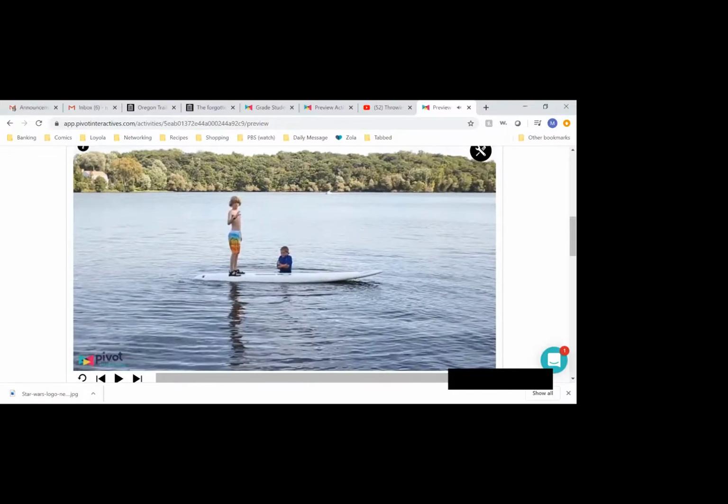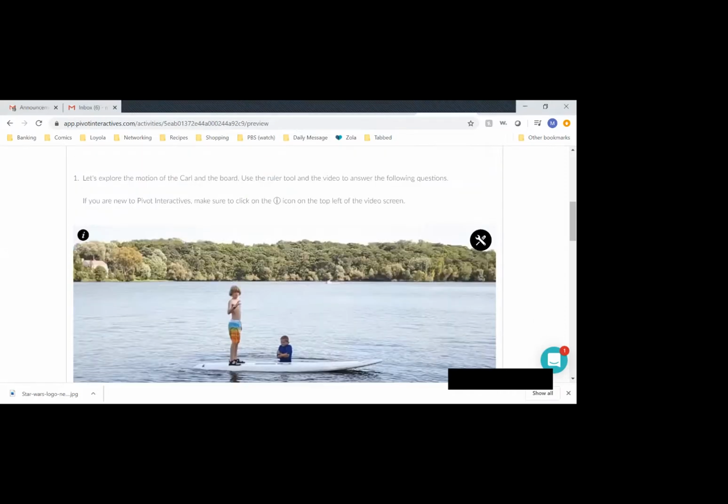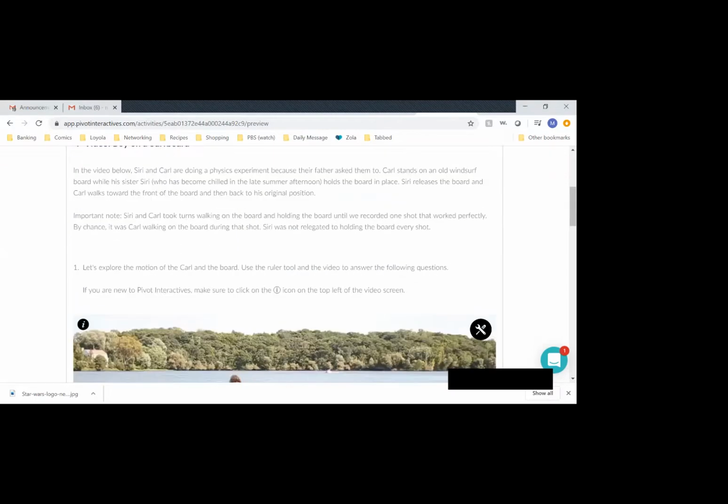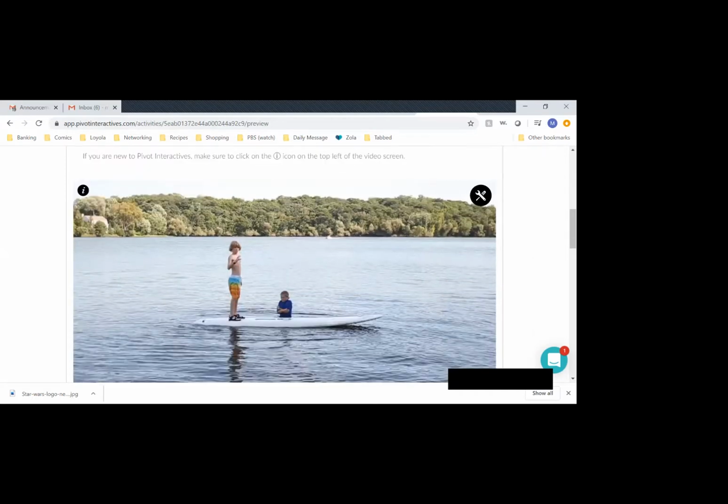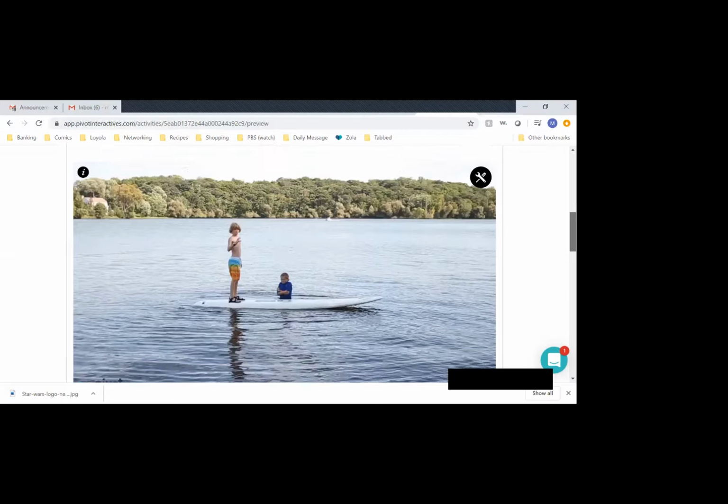Okay, so we've got this poor little girl who looks cold in the water. They put a little note later on that says, important note: Siri and Carl both took turns walking on the board and holding the board until we recorded one shot that worked perfectly. By chance, it was Carl that was on the board. Siri was not relegated to holding the board for every shot. I think these are his kids, by the way. He uses his kids in a ton of videos.